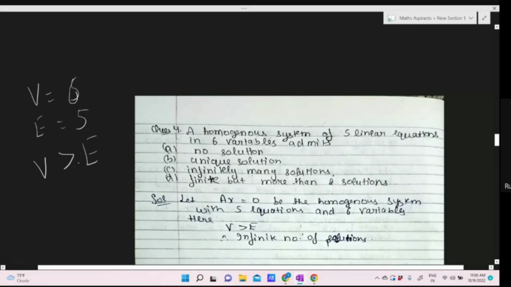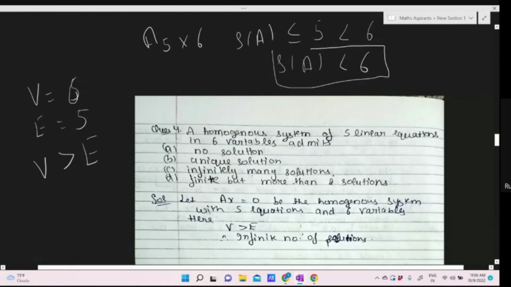From here we can say that there exist infinitely many solutions, because if you put it in matrix form, we will get A as a matrix of 5 cross 6. Here the rank of the matrix is at most 5. Therefore, the rank of matrix A is less than or equal to 5, which is less than the number of variables, 6. Therefore, rank of A is less than the number of variables. From here, we can say that there will exist infinitely many solutions.